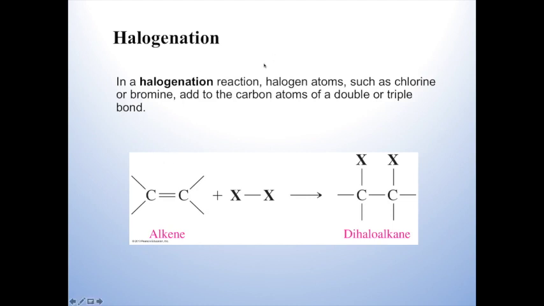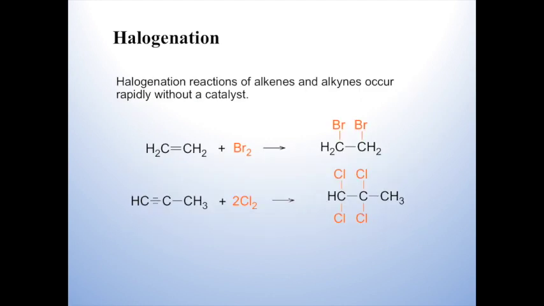Halogenation is when you add halogen atoms, such as chlorine or bromine, to the carbon atoms of a double or triple bond. So you have an alkene or an alkyne, and then you have X, which refers to the halogen, and each of the atoms from the molecule adds to each of the carbons on the double bond, making a dihaloalkane. These reactions are very rapid and don't generally require a catalyst.